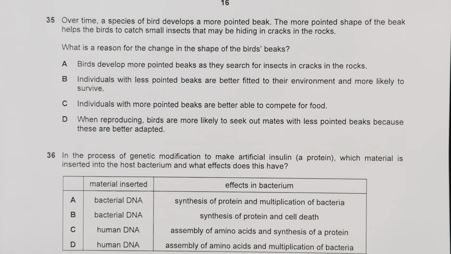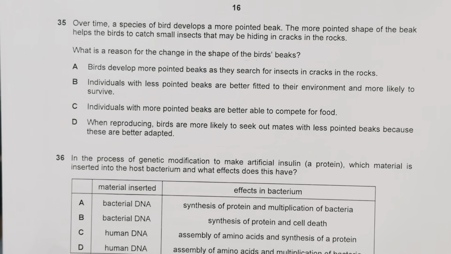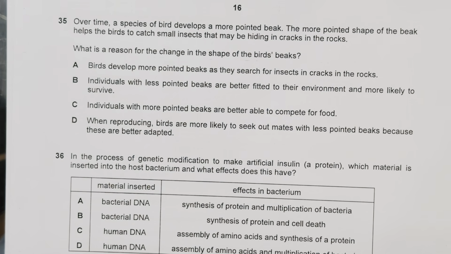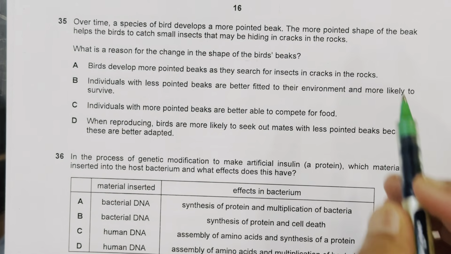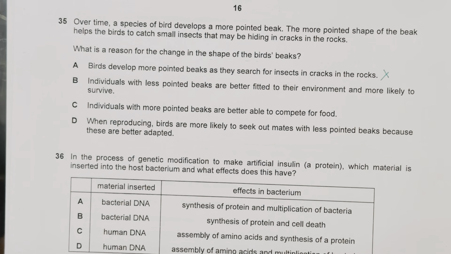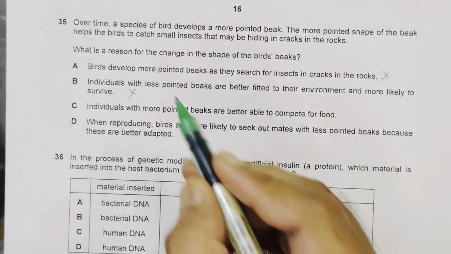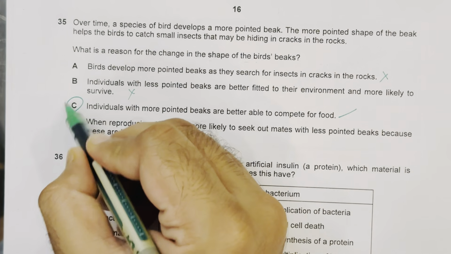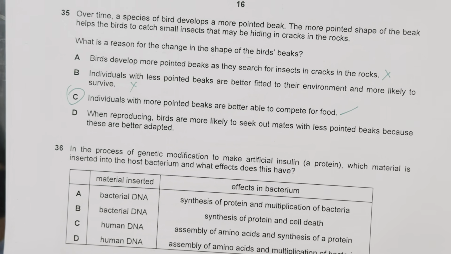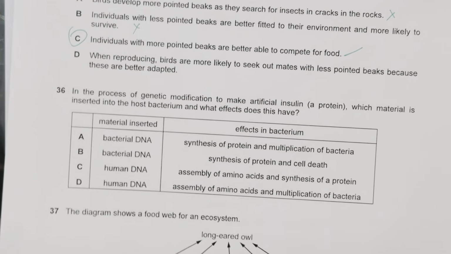35 is that over time a species of bird develops a more pointed beak. The more pointed shape of the beak helps the bird to catch small insects that may be hiding in cracks of the rock. What is the reason for the change in the shape of the bird's beak? Birds develop a more pointed beak as they search for insects in the cracks of the rocks. No. Individuals with less pointed beaks are better fitted to their environment and more likely to survive. Individuals with more pointed beaks are better able to compete for food. Yes, this is the right choice because they have a better advantage in the competition. Moving to question number 36.